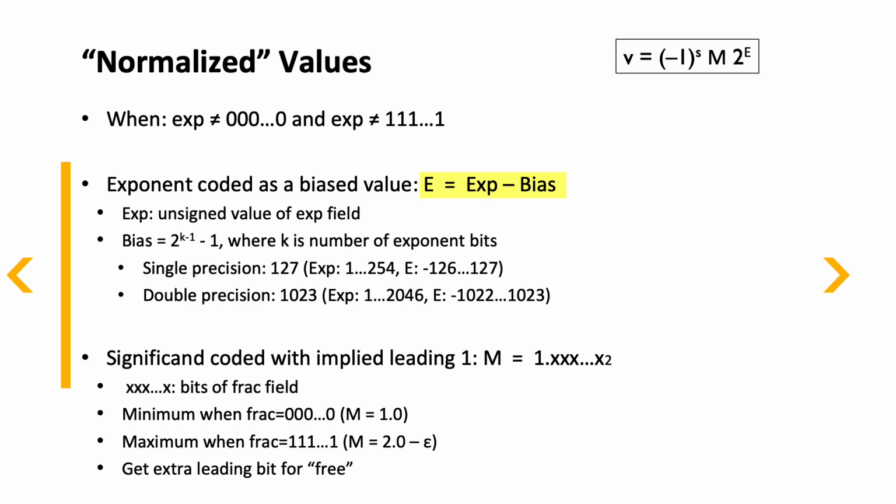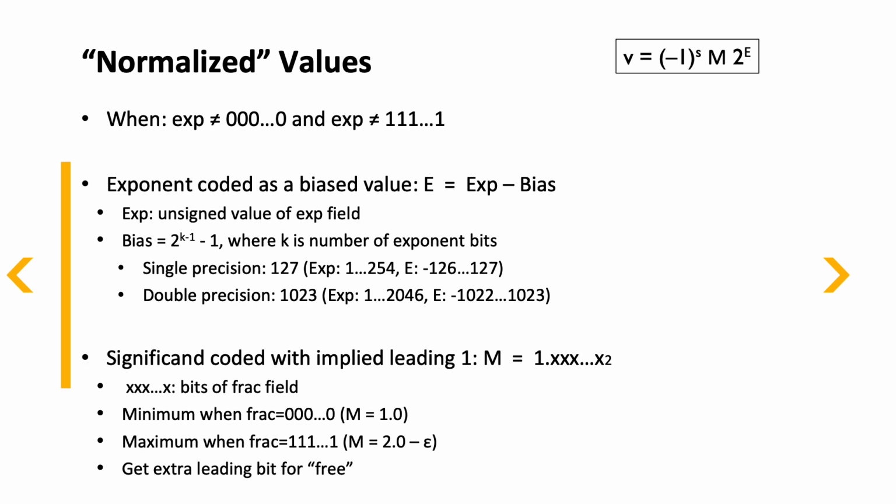We bias the exponent. So the bias we calculate as 2^(k-1) - 1, where k is just the number of the exponent bits. So the precision of floating point representation that we're dealing with tells us what the bias is.